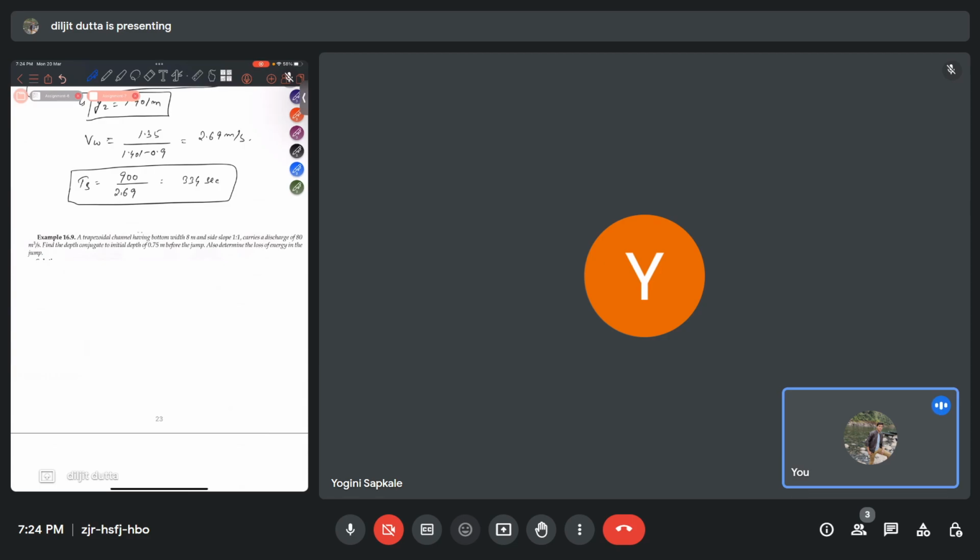What is given in this question? A trapezoidal channel having a bottom width of 8 meter and a side slope of 1:1 carries a discharge of 80 meter cube per second. Find the depth conjugate to the initial depth of 0.75 meter before the jump. Also determine the loss of energy in the jump. So it is given a trapezoidal channel, bottom width is 8 meter and the slope is 1:1.